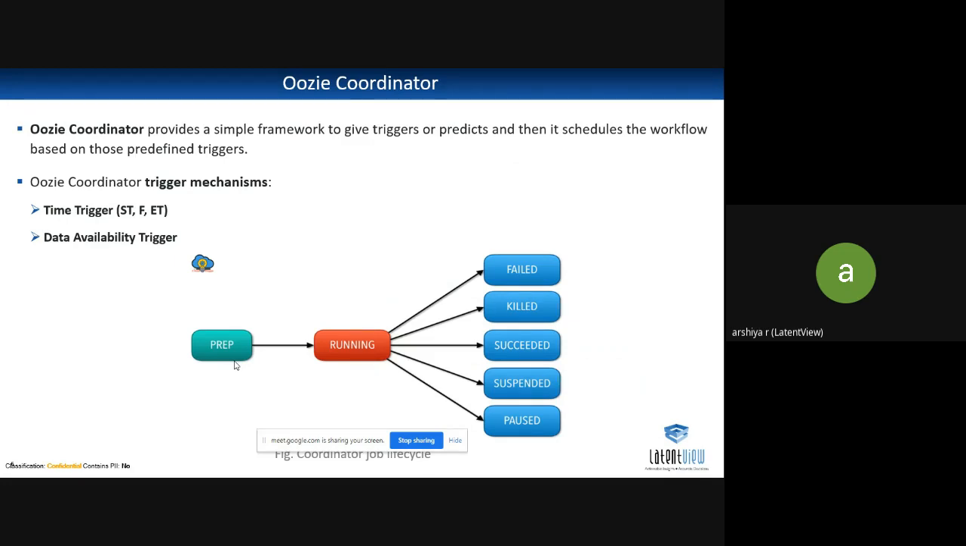Okay, now let's talk about the data availability trigger. We know that if you want to schedule a job at 3 p.m., we'll be using a time trigger. But suppose you also want to schedule a job at 3 p.m., but if some sort of data is not available, then do not start the job. At that time, we can use the data availability trigger.